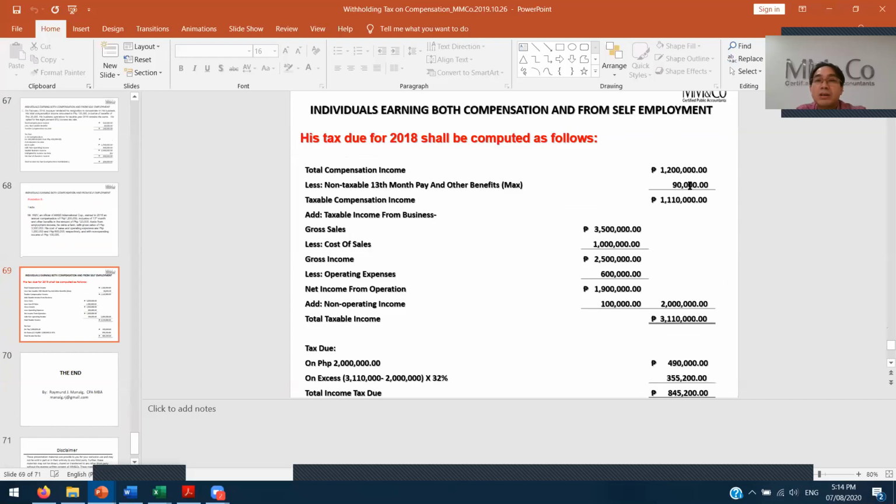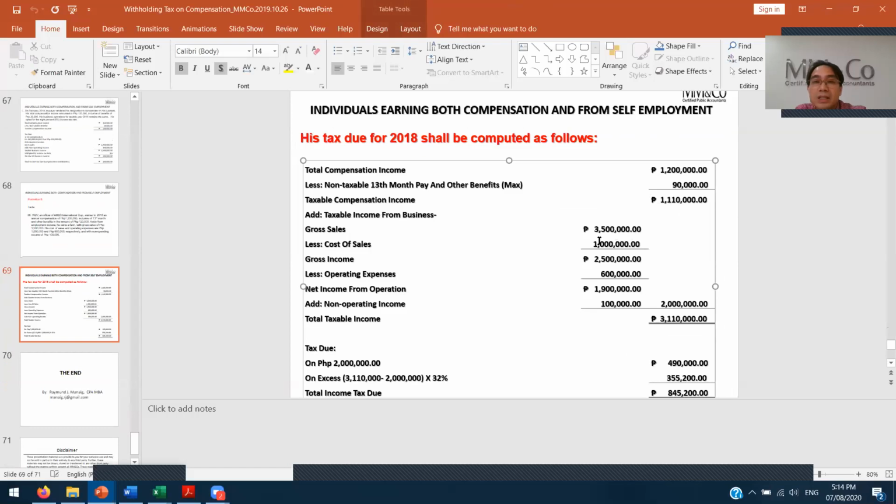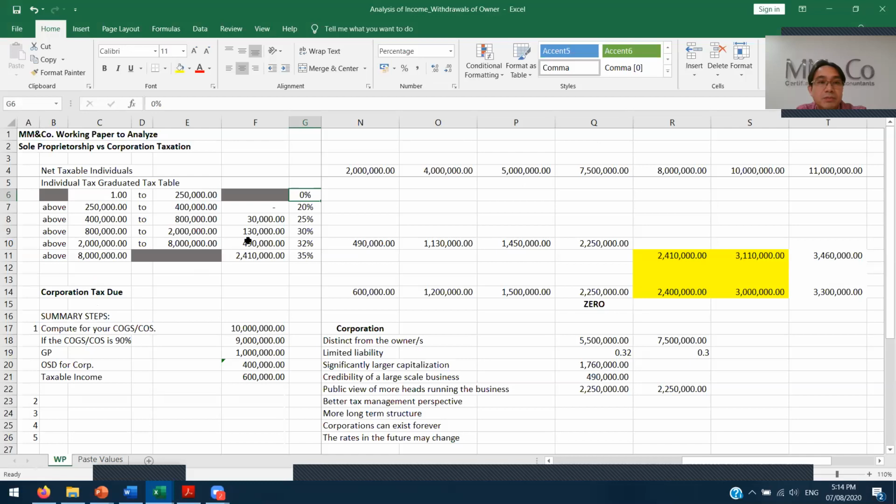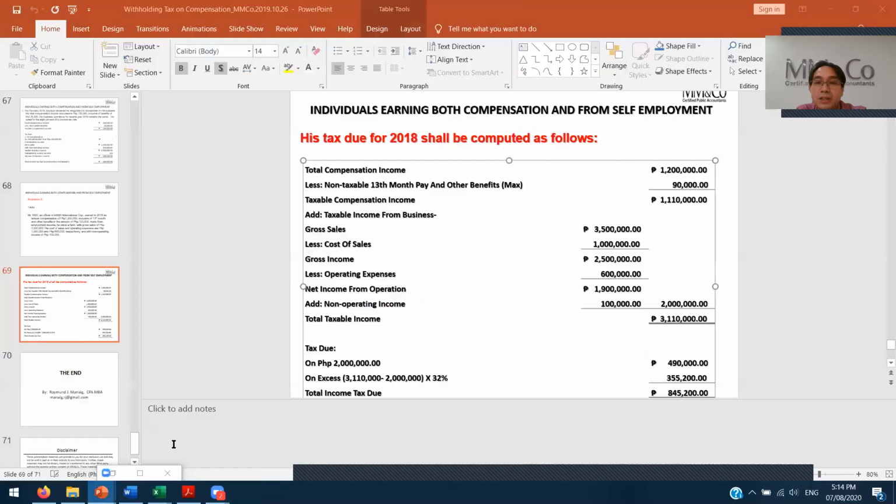Ayan. O, balik tayo sa compensation, 1,110,000. Tapos ang gross sales mo, cost of sales mo. So, itemized to, lumalabas. Taxable income mo, 3 million. Doon sa first 2 million mo, meron ka na agad na 490. Ito yung 490 mo. Okay. Tapos, yung on excess mo ay times 32%. So, 310.